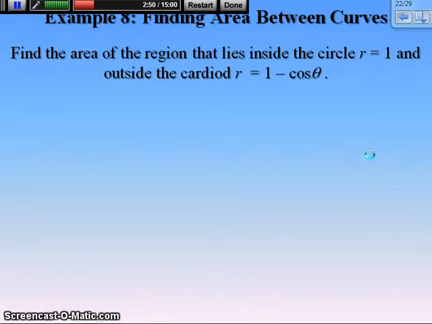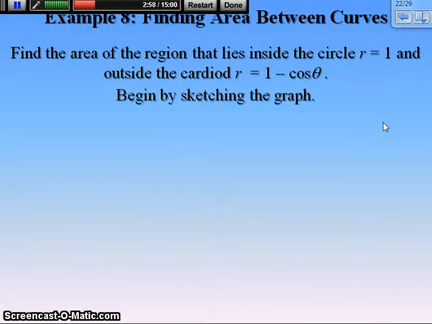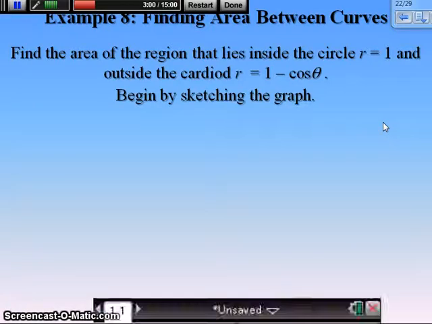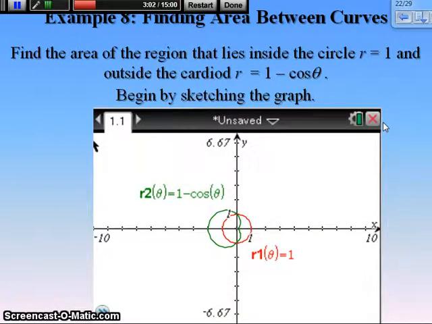And we're going to find the area between these curves. Find the area that lies inside the circle r equals 1 and outside the cardioid r equals 1 minus cosine theta. Let's start by making a sketch on your calculator. Looks like this. So my job is to find the area right here. You got to find these 2 things right here.